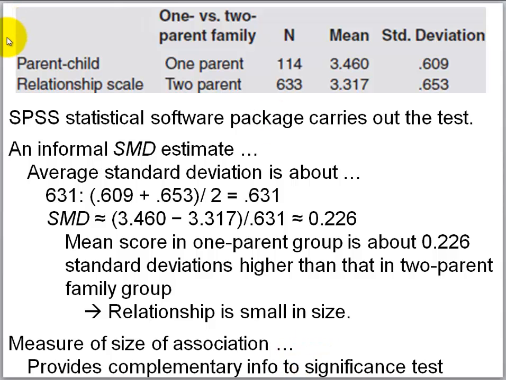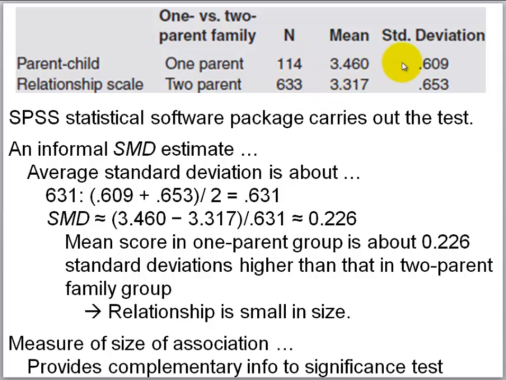I'm going to be presenting results from the SPSS statistical software package, and it has a procedure for carrying out the independent samples t-test. And so at the top of this slide we see some descriptive information. For one-parent families, the mean relationship score is 3.46. For two-parent families, it's 3.32. And you can see the ends.